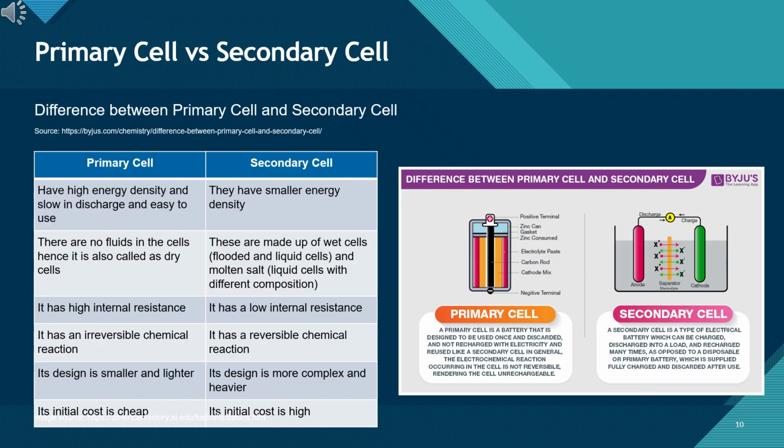A primary cell is designed for single use only, because its electrochemical reactions are irreversible. Once the active materials inside are consumed, the cell cannot be recharged. Structurally, this is reflected in its simple design. The zinc can serves as the anode, the carbon rod acts as the cathode, and an electrolyte paste fills the gap between them. This simplicity makes primary cells compact, inexpensive, and ideal for low-drain applications, but they also come with higher internal resistance and a limited lifespan.